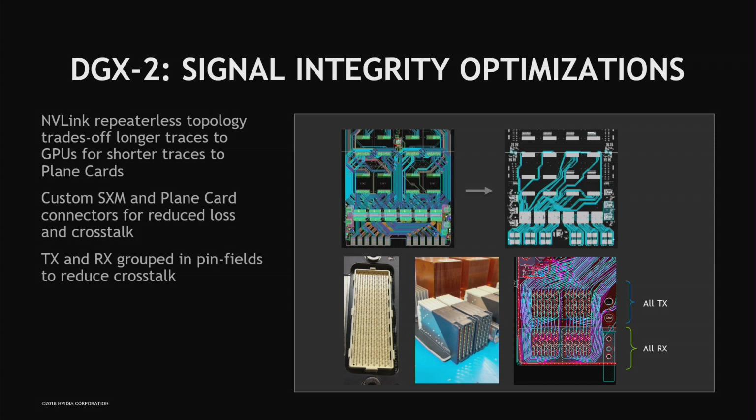So we ended up, oddly enough, deciding to make the traces going to the GPUs longer by doing the 8 to 6 type pattern, but that saved us those crossovers and totally enabled a much more compact design. We did need custom connectors for the GPUs and for going between the PC boards, for all sorts of reasons: loss, crosstalk, you name it. And we even ended up changing the standard breakouts for the connectors to improve signal integrity, grouping all the transmits together and all the receives together to cut down on crosstalk.